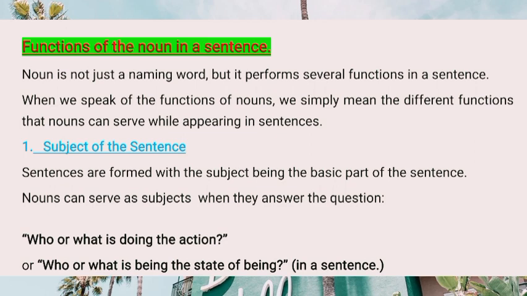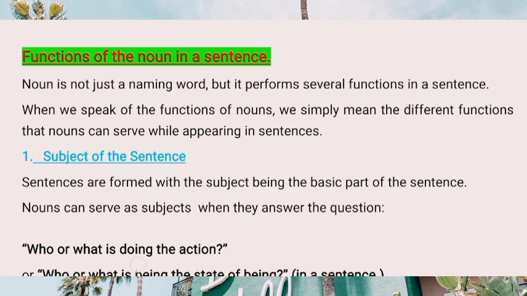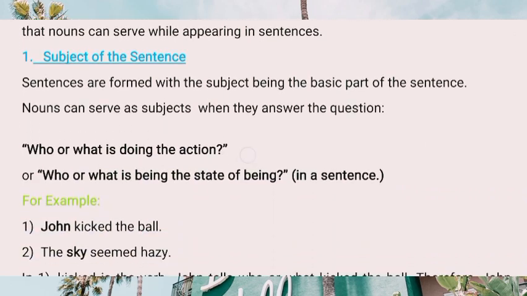Noun can serve as a subject when it answers the question who or what is doing the action. Like I explained, when you talk about who is doing something in a sentence, or what is doing something in a sentence, the answer to that question is automatically a noun.